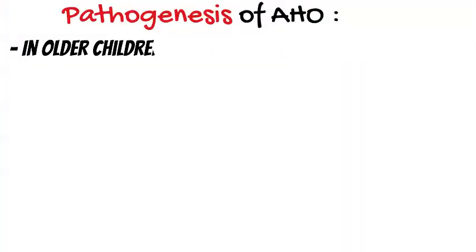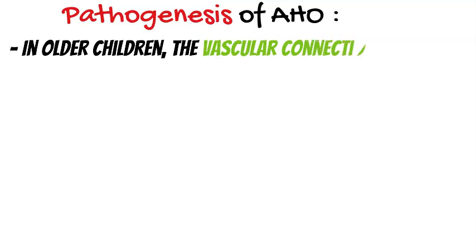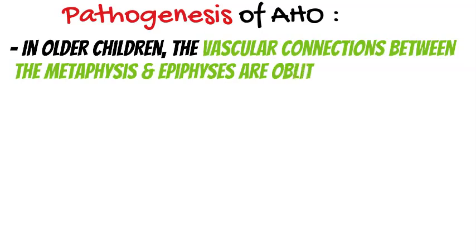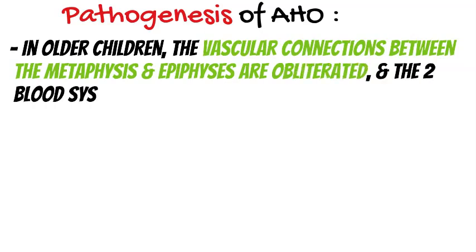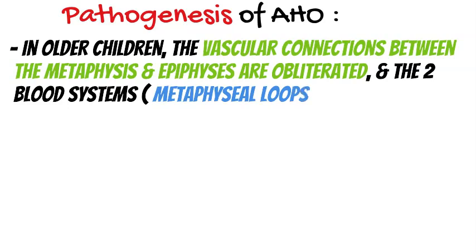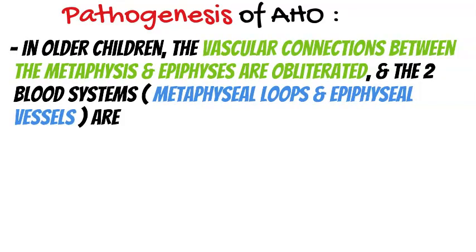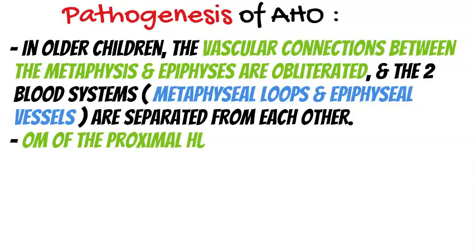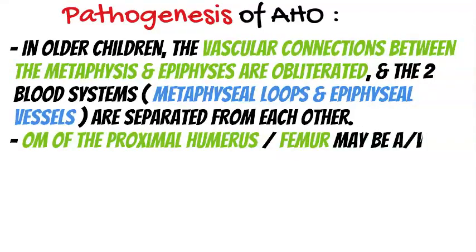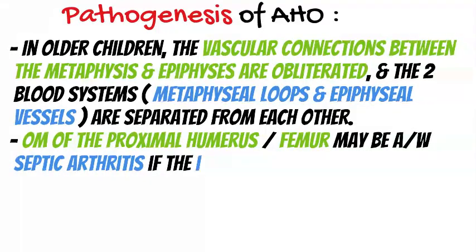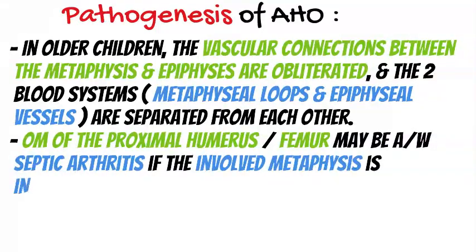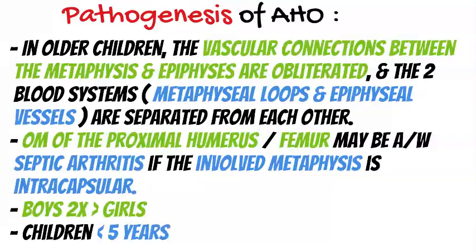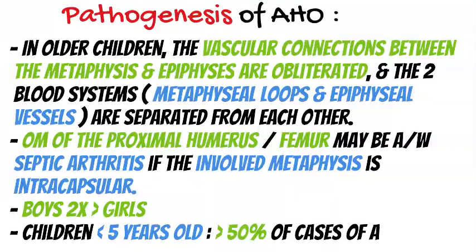What is the pathogenesis of acute hematogenous osteomyelitis? In older children, the vascular connections between the metaphysis and epiphysis are obliterated, and the two blood systems, the metaphyseal loops and epiphyseal vessels, are separated from each other. Osteomyelitis of the proximal humerus or femur may be associated with septic arthritis if the involved metaphysis is intracapsular.